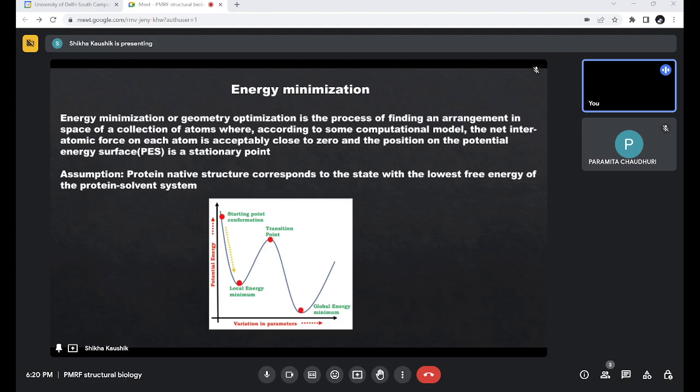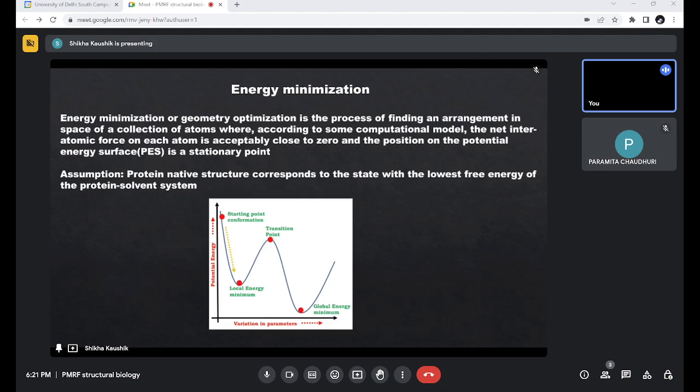So then there is one very important aspect when you talk about molecular simulation, which is energy minimization, and that is very important when we talk about anything that is done in the computational aspect. So in the field of computational simulation, energy minimization or geometry optimization is the process of finding an arrangement in space of a collection of atoms where, according to some computational model, the net interatomic force on each atom is acceptably close to zero.